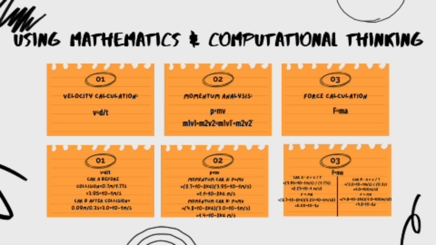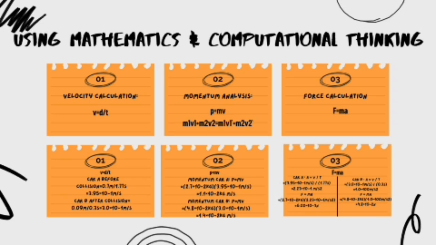For the momentum analysis, using the principle of conservation of momentum, the total momentum before and after the collision can be compared. The momentum P is given by P equals mv, where m is the mass and v is the velocity. The conservation of momentum principle states that the total momentum before the collision should equal the total momentum after the collision.